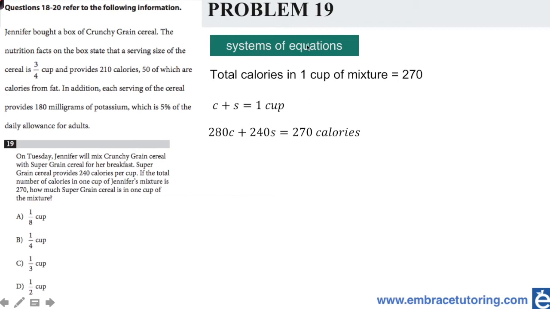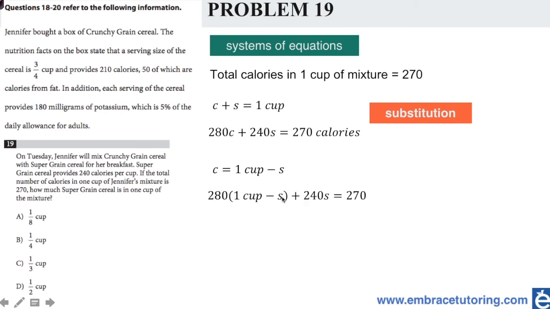Also, quick tip, systems of equations: two totals, right? Two major totals of what I'm doing. So I'm going to use my substitution method because I have C plus S equals 1 cup and I don't have coefficients out in front here. I'm going to solve for C first because remember, I'm trying to solve for S. So I'm going to solve for C and then plug it into my 280 expression.